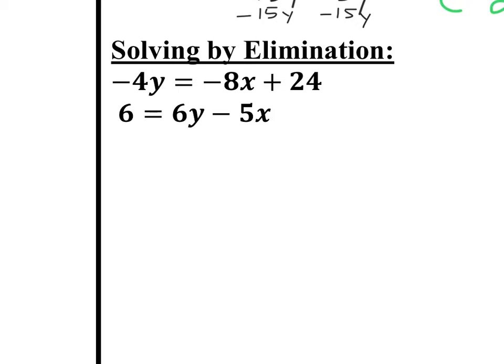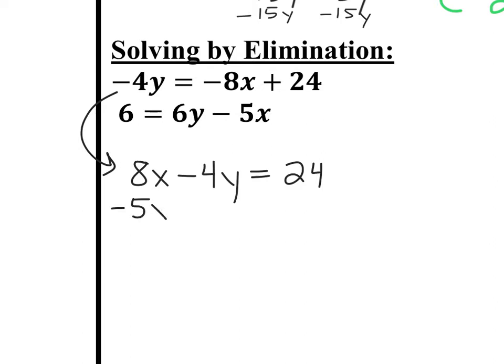So we're just going to be doing some rewriting. So I could change this one to 8x minus 4y is equal to 24. And then we just kind of have to flip the order of the other one. So negative 5x plus 6y, just rearranging, equals 6. Do you guys agree? Sometimes I mess these things up, so I really need you to check.